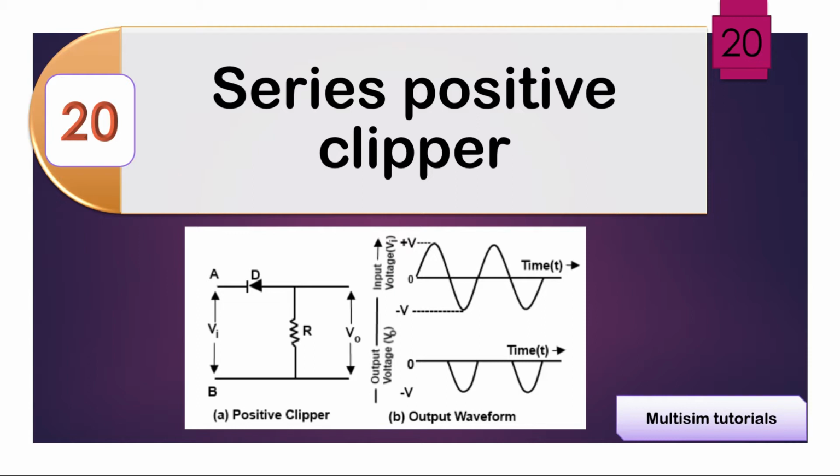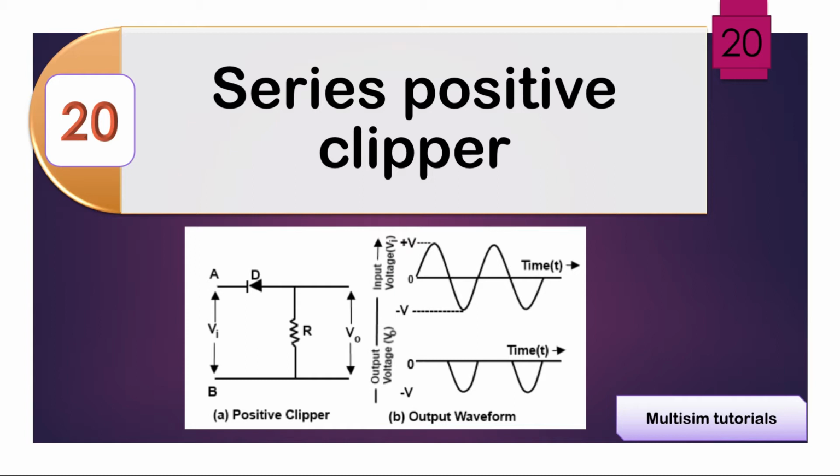So now let's see. The first one is the series positive Clipper. It means that the diode is connected in series with the current source. Hence, it is called a series positive Clipper.